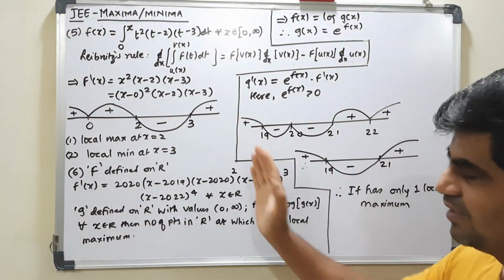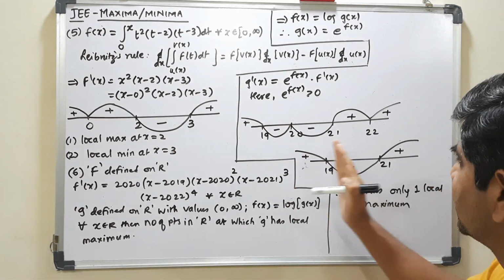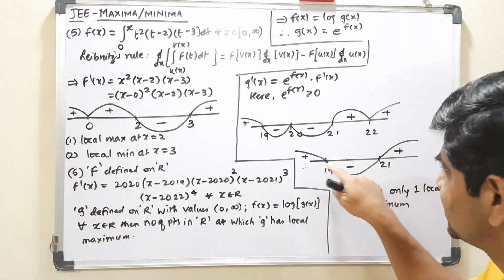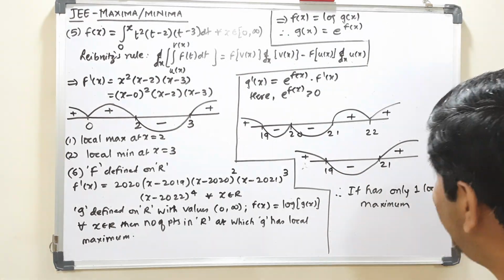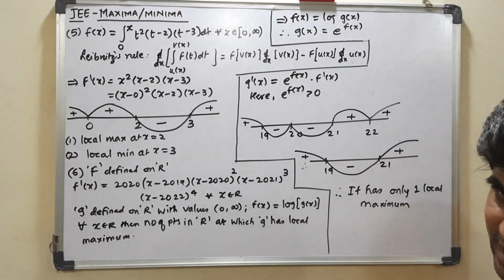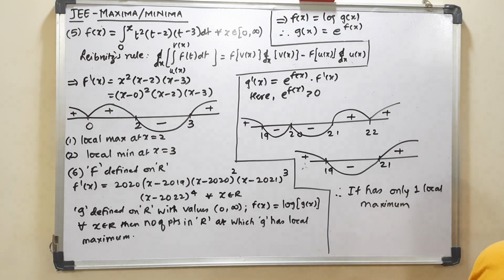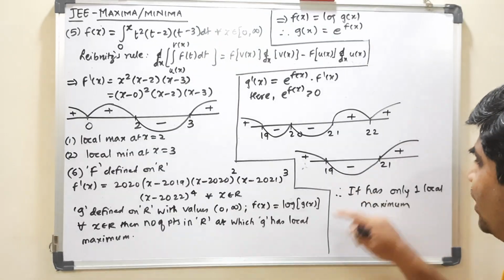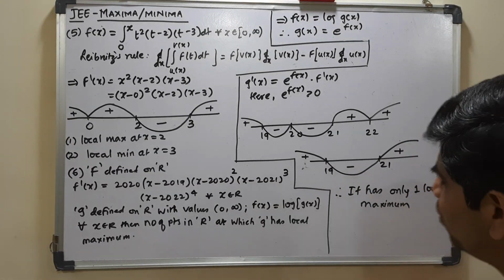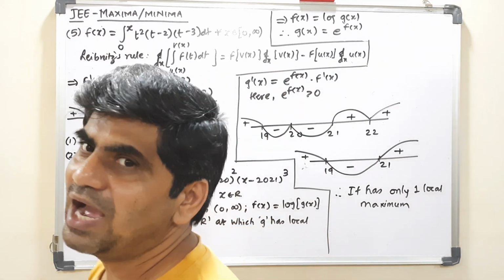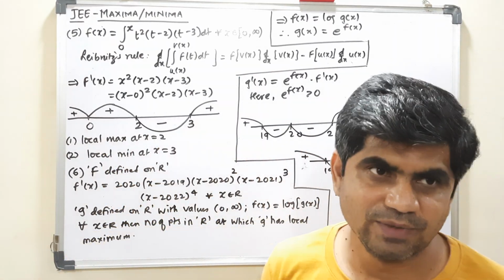To the left of 19 it increases and to the right of 19 it decreases. That means this is the point of maximum, and to the left of 21 it decreases and to the right of 21 it increases. That is f dash x I am talking about. So therefore this is the point of minimum. Okay. So now you get that it has only one minimum and one maximum.